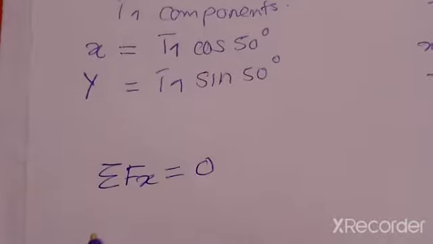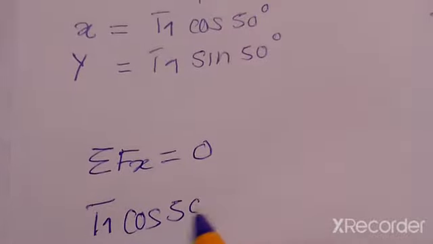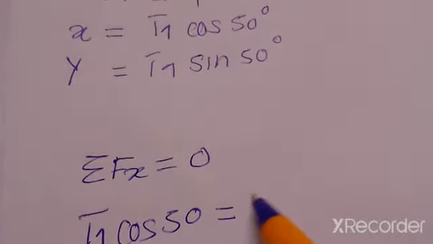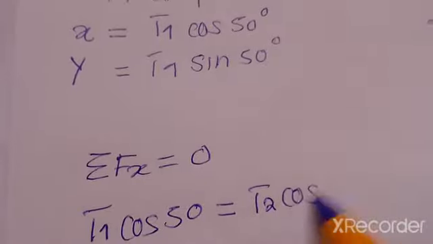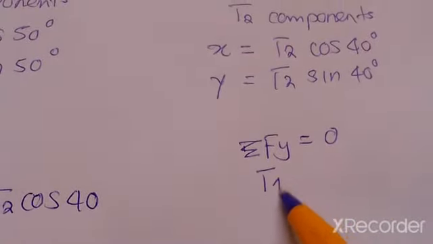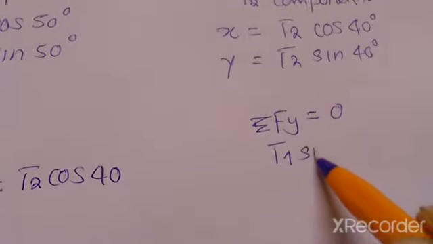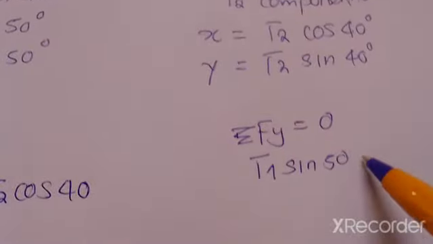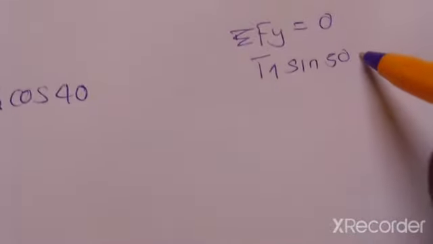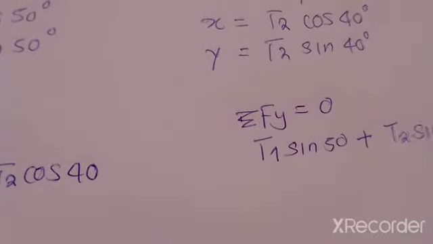So what we have in the x-axis is that T1 cos 50 will be equal to T2 cos 40. And in the y-axis we'll have T1 sine 50 plus T2 sine 50.